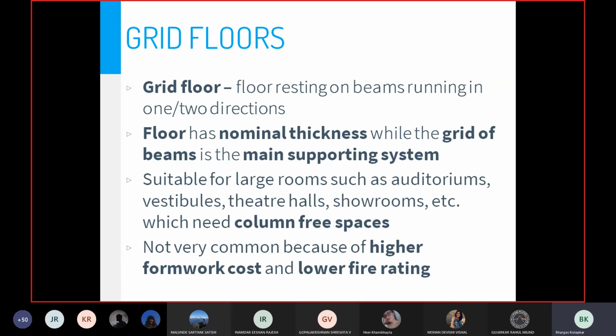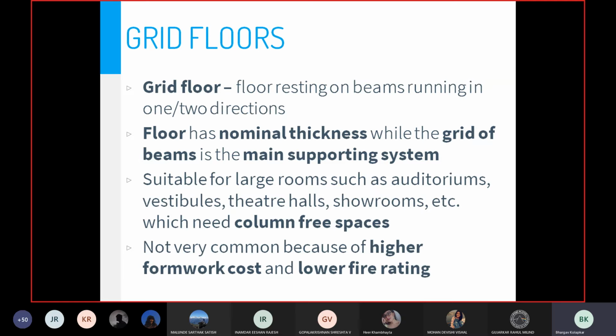Wherein providing a column-free space is perhaps the main design criteria. Now you might have noticed that this is not a very common system, particularly because of the higher cost of the formwork and lower fire rating. The reason that this system has a lower fire rating is because all the elements are very slender, meaning that the slab is very thin, the beams are very thin, and therefore the fire rating might not be adequate as to what is required.